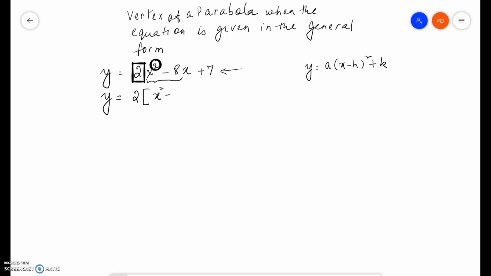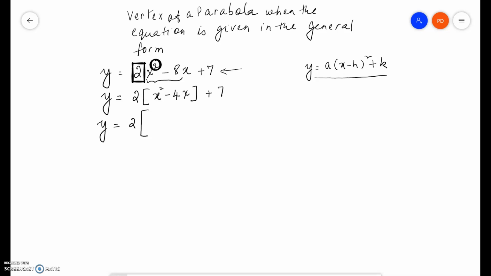So factor the 2 out of the first two terms. So we're left with x squared minus 4x, plus 7 outside. Okay, so it's 2 times the quantity x squared minus 4x, plus 7. Remember, this is what we're trying to do, bring it to the standard form. And now we have to complete squares because we need to bring it to the form (x minus something) the whole squared. So we have y equals 2 times, and inside the square brackets we are going to complete squares.